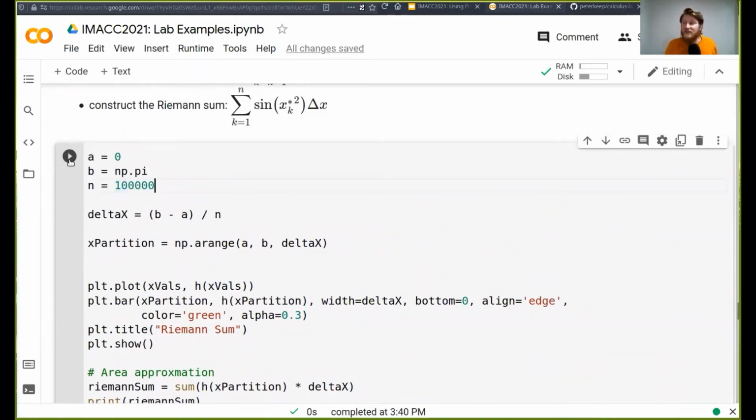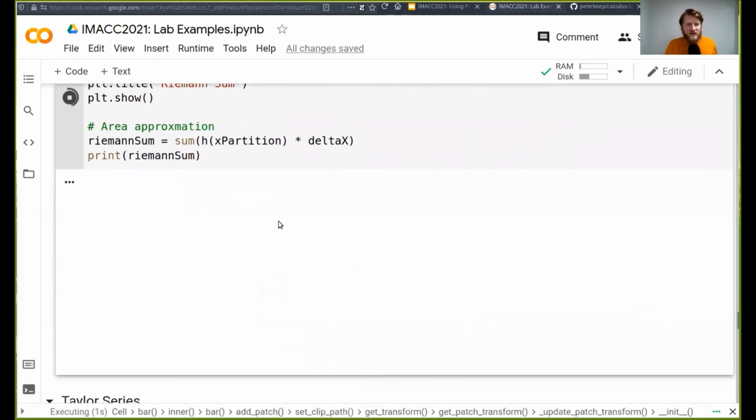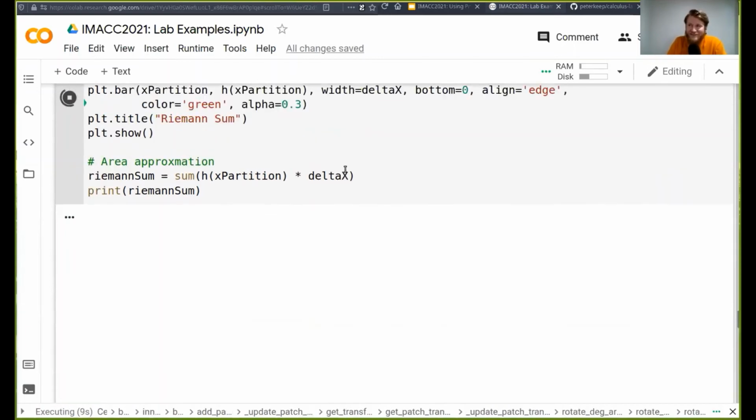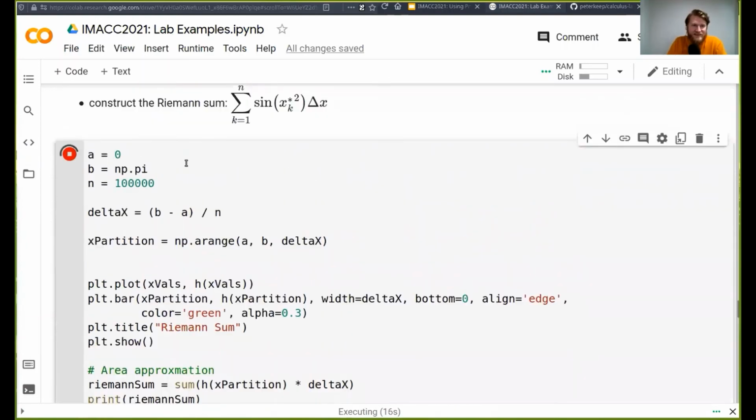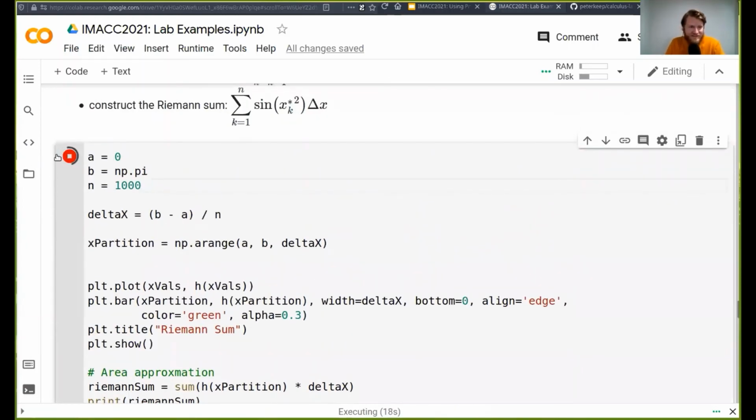Let's look at 100,000 rectangles, and we'll just repeat the code. It's going to take a little bit to run. Maybe I used too many, I don't know. I always ask students, what are the drawbacks from doing really, really good approximations? And this is the answer. It takes computational power. Because I'm lazy, I'm going to stop it and I'll try it with a smaller number. Let's just do 1,000.